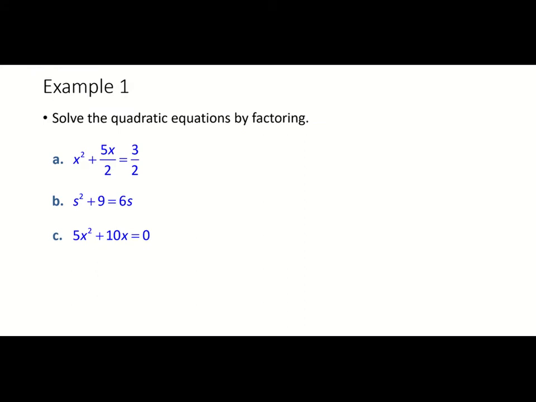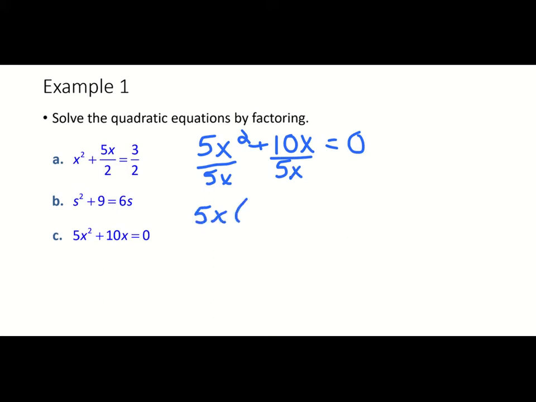All right, so now we are going to look at c. And c, we have 5x squared plus 10x equals 0. And the first thing we're going to do here is we do have a greatest common factor that we can factor out. And our GCF, the number that can divide into both terms evenly, would be a 5x. So we're going to divide that out. So we'll have 5x times 5x squared divided by 5x will leave us with x. 10x divided by 5x will leave us with 2.